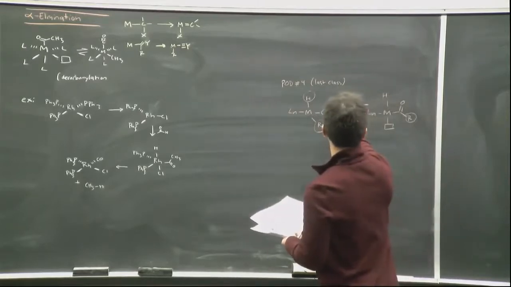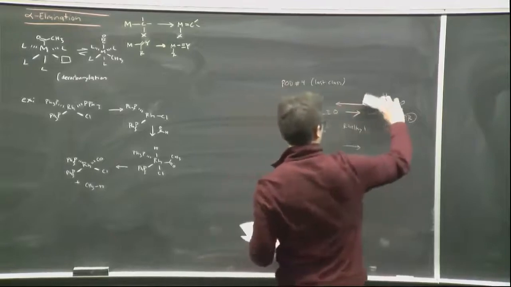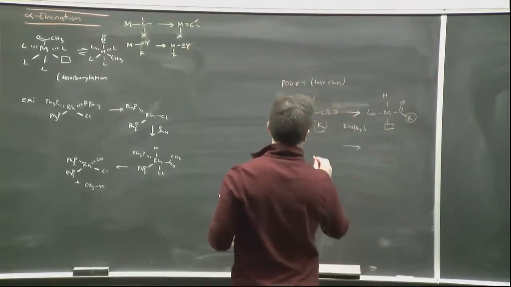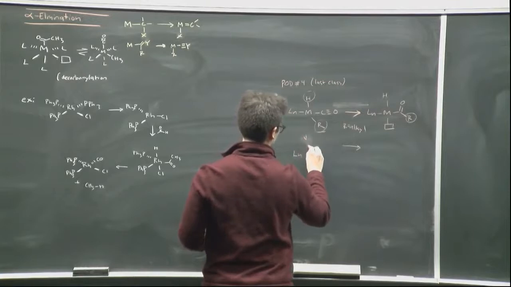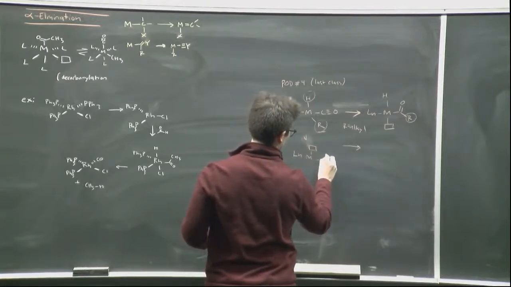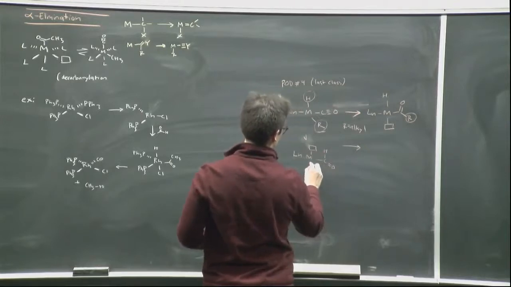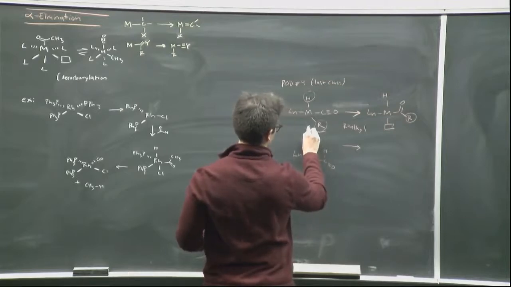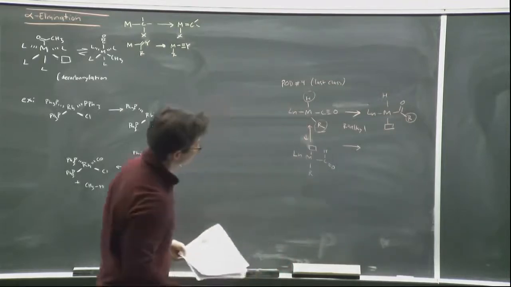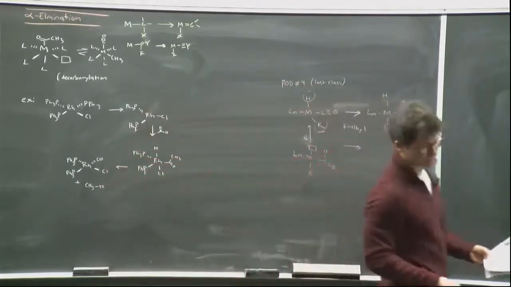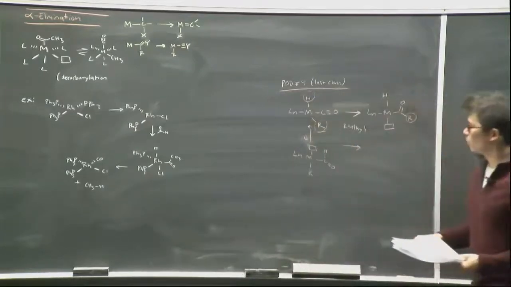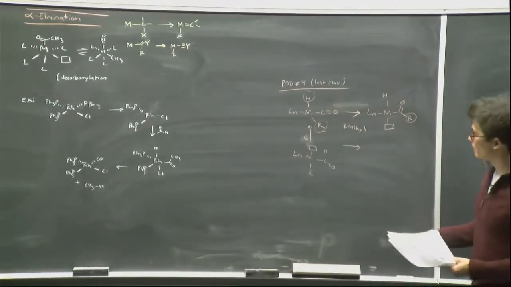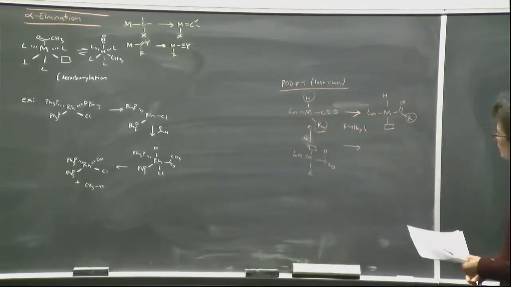Exactly. It's in fact that the alternative outcome does take place. And in this case, the equilibrium lies in the wrong direction. So this is an example of a system that's under thermodynamic control, and in fact, it's well-known and commonly invoked that hydride in 1-1 migratory insertion is typically disfavored.